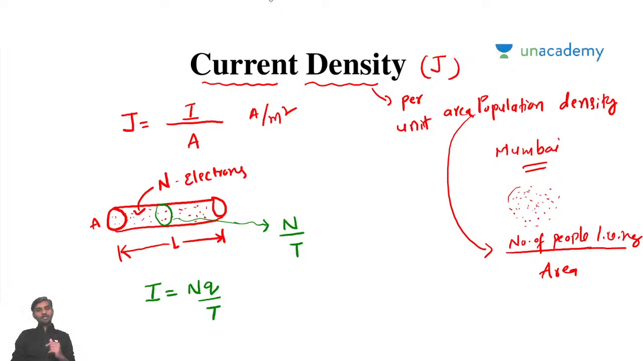Very simple. Density, as in population density, is nothing but the number of people living per unit area. Similarly, current density is current I by area A. So amperes per meter square is the unit.